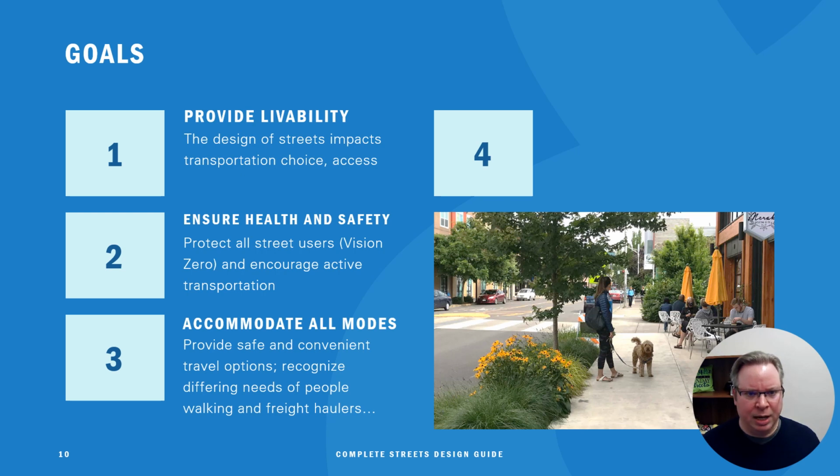Third is to accommodate all travel modes and to recognize that the needs of someone walking may differ from the needs of freight haulers, and the design of the street should respond accordingly. Lastly, we want to reduce life cycle costs of the street elements and to integrate green infrastructure whenever possible.